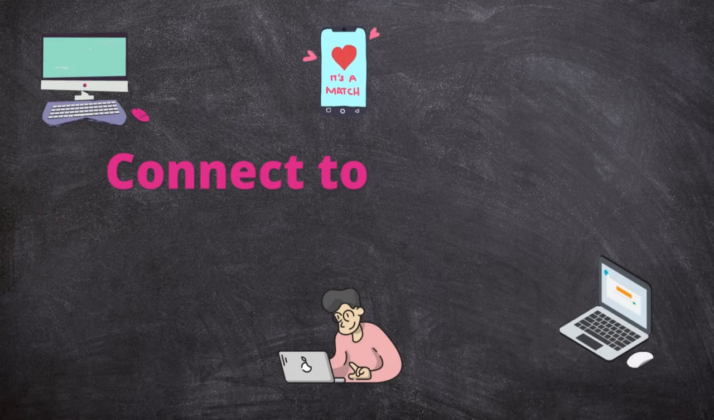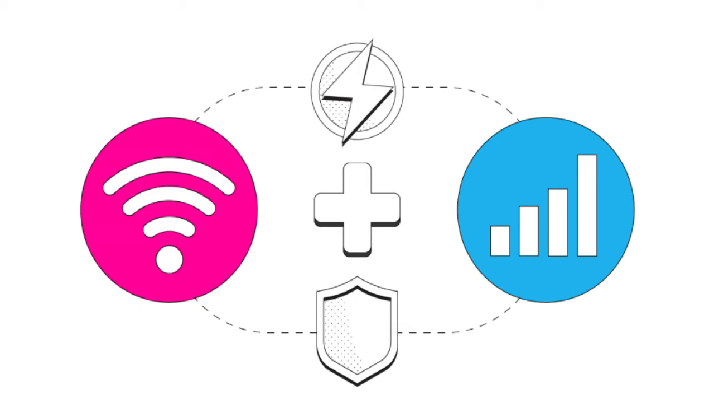6. Connect to a stable network. You need a stable internet connection to support all your apps and their push notifications. Make sure your Wi-Fi network or cellular data is working.